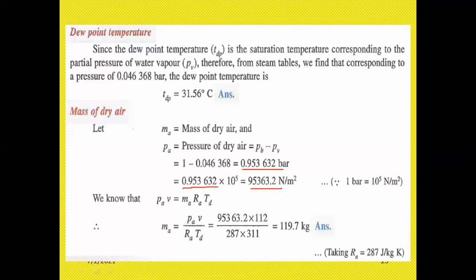Therefore, we know that PV is equal to MRT. Therefore, PAV is equal to MA RA into TD. Therefore, MA is equal to PA V by RA into TD. So getting the values, MA is equal to approximately 120 kgs. That is the mass of the air.